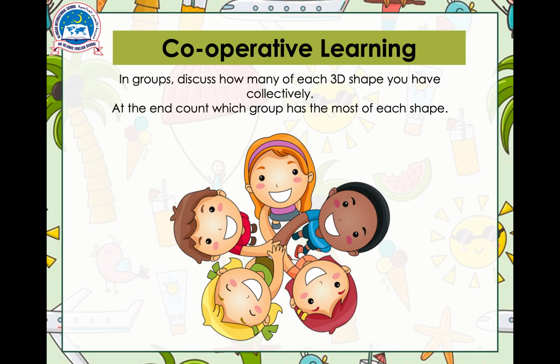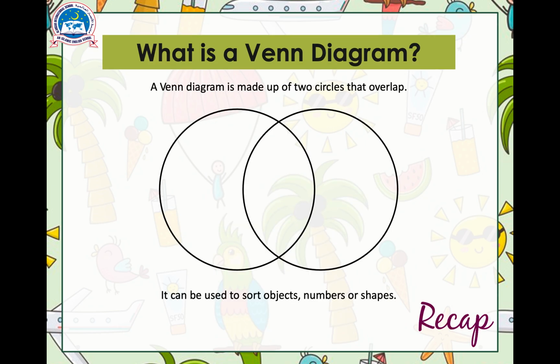In groups, discuss how many of each 3D shape you have collectively. So you can try this with your family or friends and see how many of each shape you have gathered. Now let's recall, what is a Venn diagram? A Venn diagram is made up of two circles that overlap. It can be used to sort objects, numbers, or even shapes.